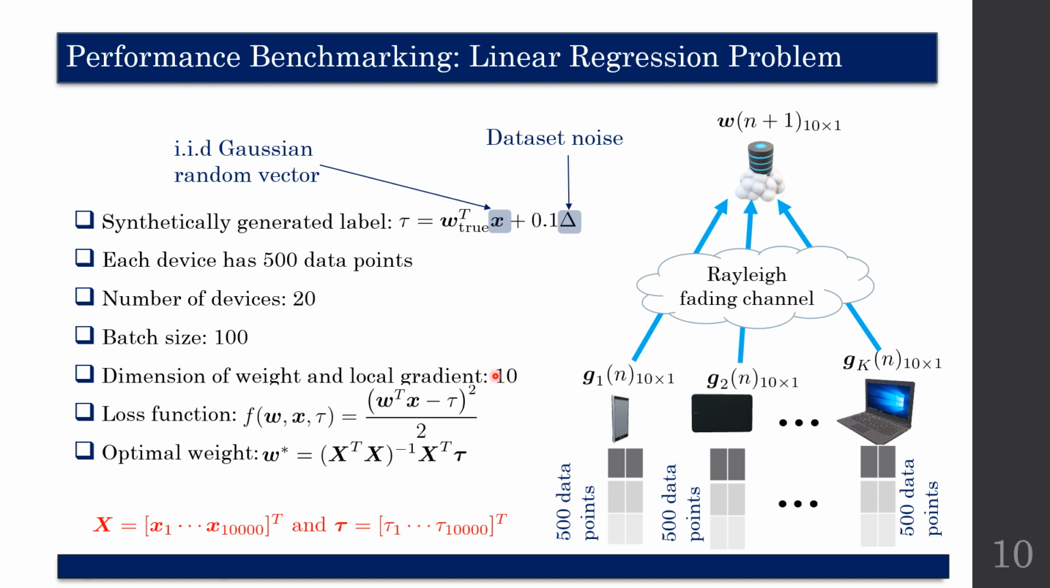The loss function is as follows, and to calculate the optimality gap, we need to know the value of W star, which is the optimal weight, and this can be calculated by stacking all the data vectors in a matrix called capital X and all the labels in the vector called tau. And the channel model we consider between the devices and the server is Rayleigh fading.